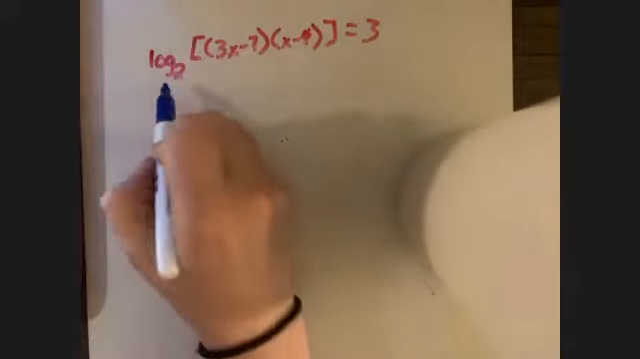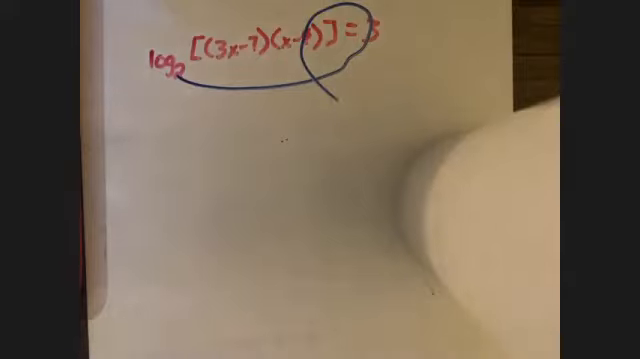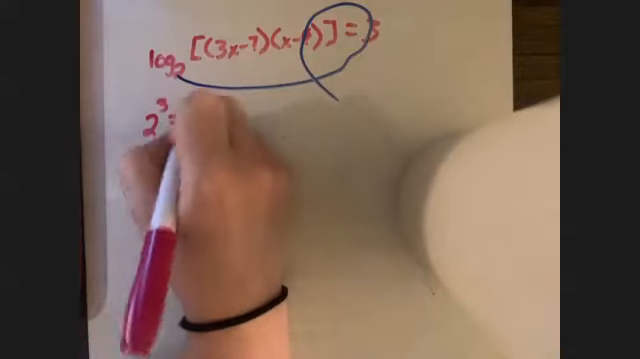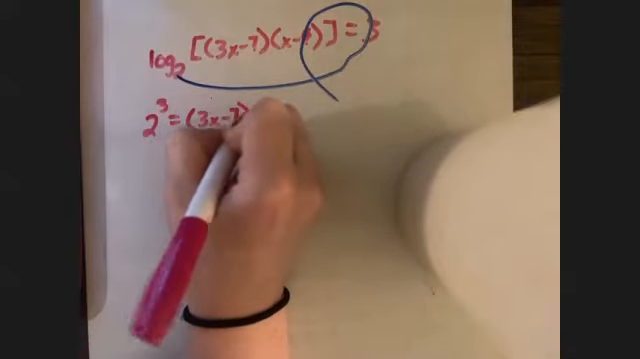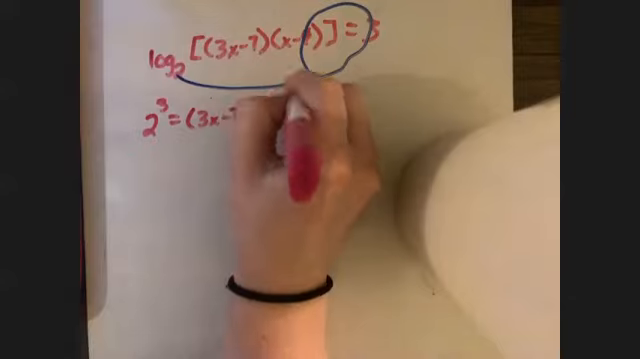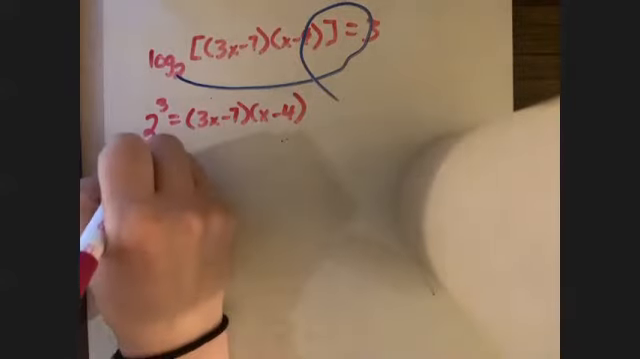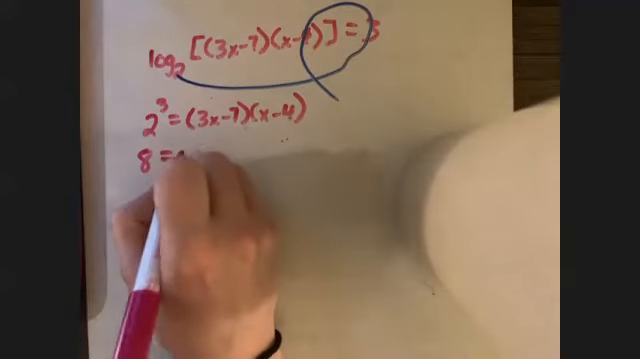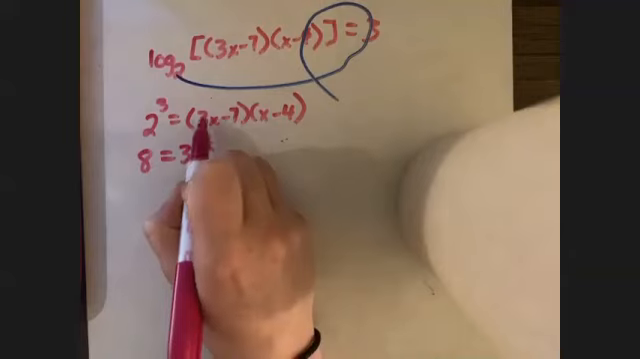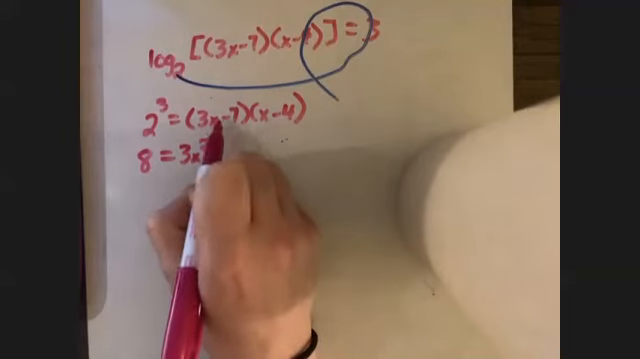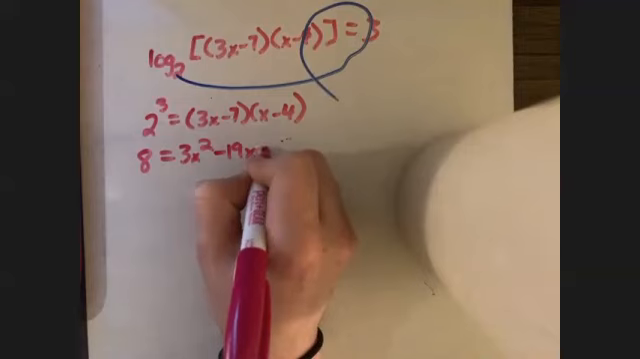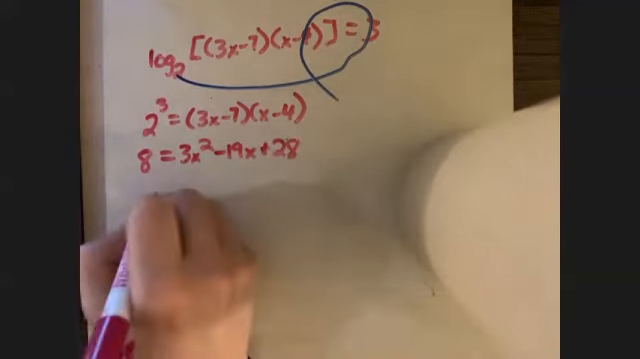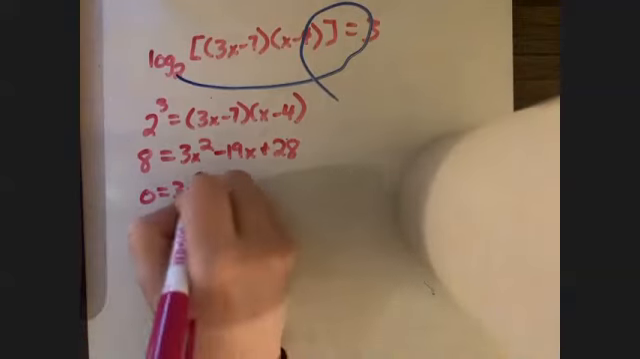So we're going to loop this out. So I've got 2 cubed equals (3x minus 7)(x minus 4). So now we've got 8. And guys, there's not going to be a way for us, so we're going to need to just multiply this out. So we've got 3x squared, minus 12x minus 7x, that's minus 19x, plus 28. Okay. Drag the 8 back over to the other side, seeing as how it's quadratic.